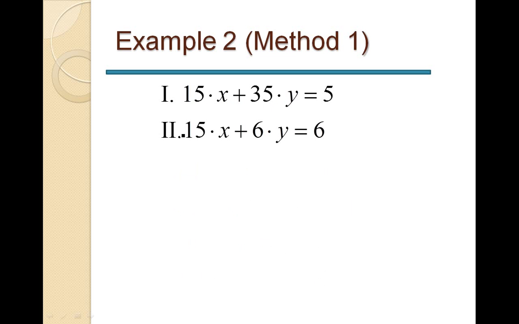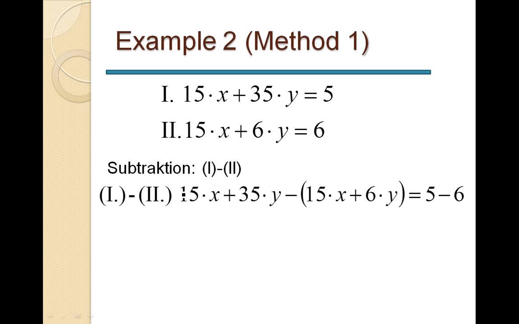minus 2. Subtraction. I've made this in German with K, so you have to do this with the C. Okay, subtraction: 15x plus 35y minus 15x plus 6y equals 5 minus 6. What did we do? This is the first equation, the left-hand side, minus the left-hand side of the second equation, and then the difference of the right-hand side.